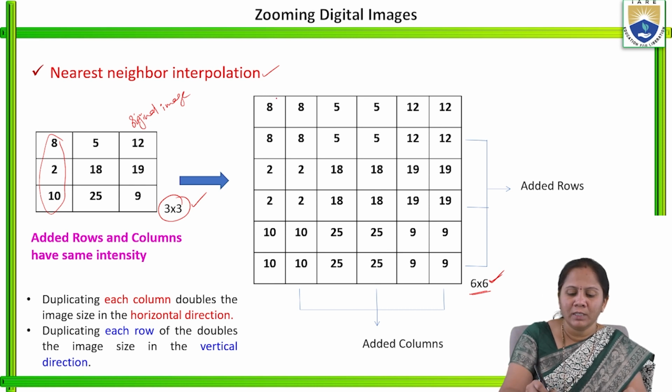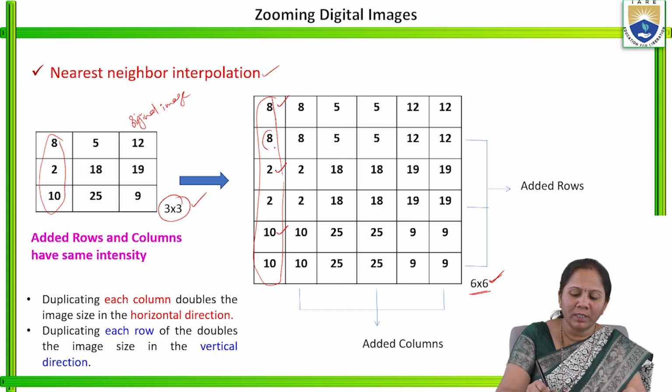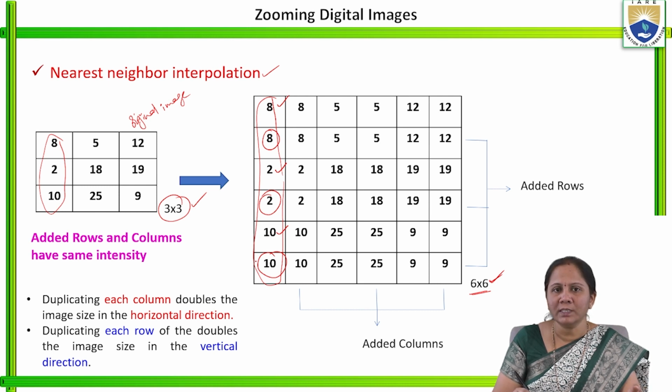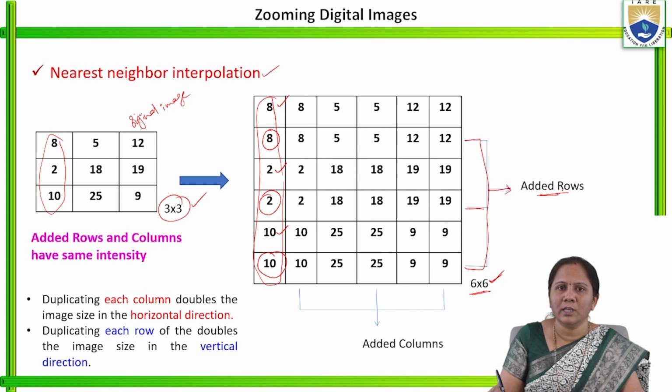So here this is the first column. This is 8, 2 and 10. What about these 8, 2 and 10 extra intensity values? It means we have added them in order to increase the size of the image. So that's why these three rows I have represented are added rows. They are duplicate rows that have been added with the same intensity values.